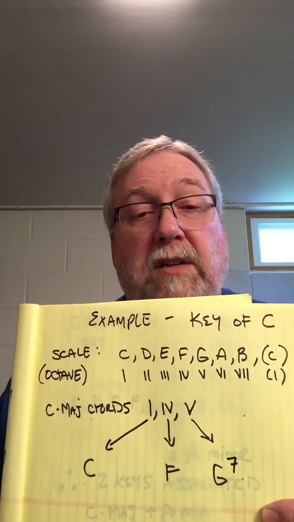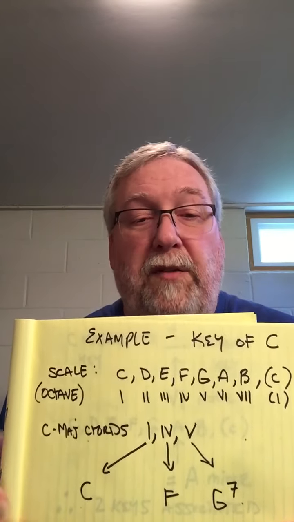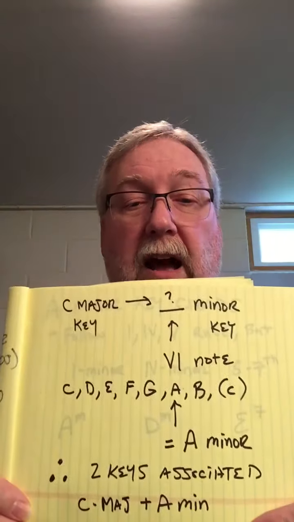Now, how do we figure out what's the associated minor key? Because for every major key, we associate a corresponding minor key. Well, it's not C minor. It'd be easy if it were that simple, but it's not. But again, there's an easy way to figure out what the associated minor key is. So how do we figure that out?